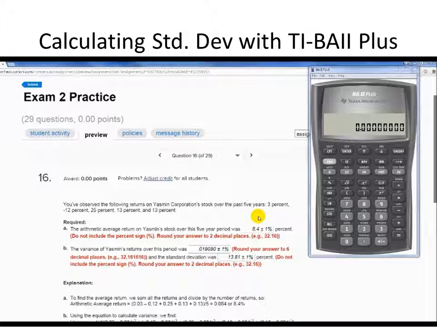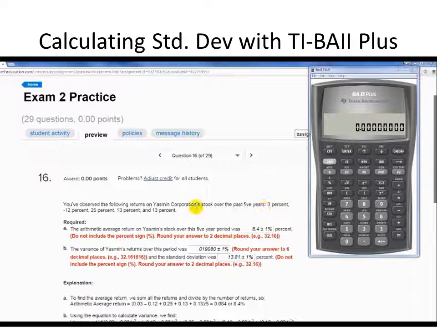Now we are going to learn how to use your TI-BA2 Plus to calculate sample standard deviation. I think you'll find it much simpler to do it with the calculator than to do it by hand as demonstrated in the video lecture. The first thing we need to do is to get this data into the calculator.